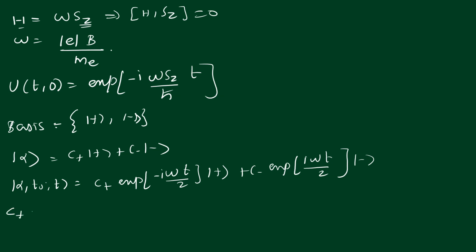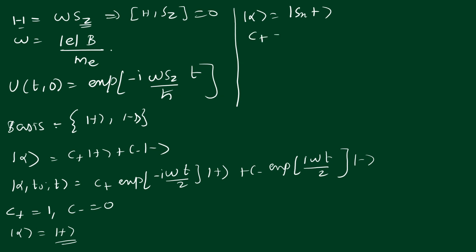We first took the case where c plus is 1 and c minus equal to 0. This means that ket alpha is simply ket plus, and we saw that the time evolution does not change the state. The state is a stationary state, we said. So time evolution does not change the state. Then we considered the case where ket alpha is equal to ket Sx plus.